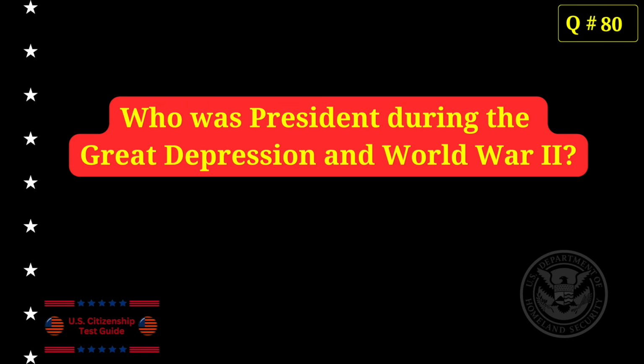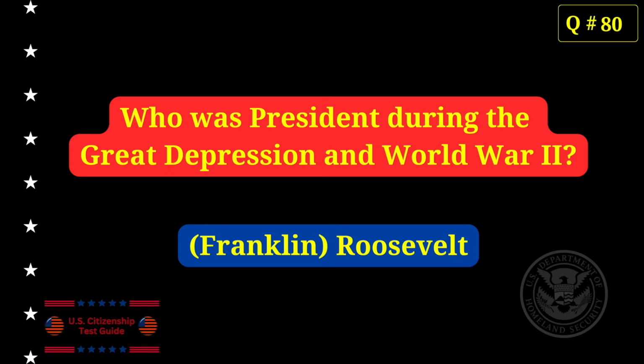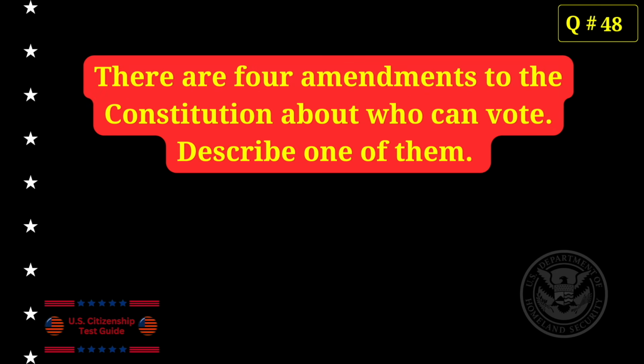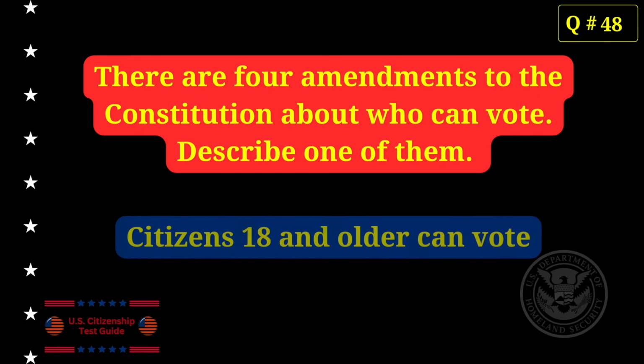Who was president during the Great Depression and World War II? Franklin Roosevelt. There are 4 amendments to the Constitution about who can vote. Describe one of them. Citizens 18 and older can vote.